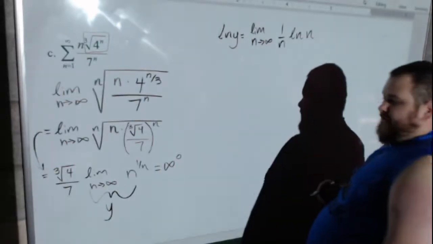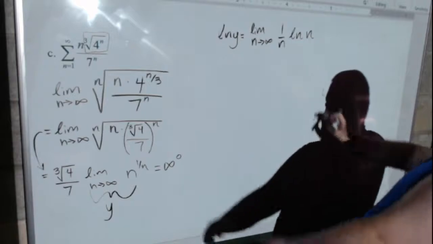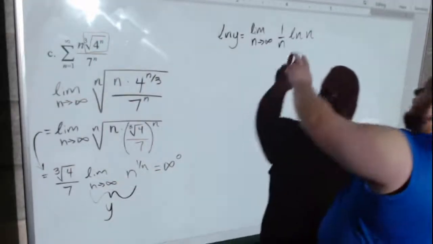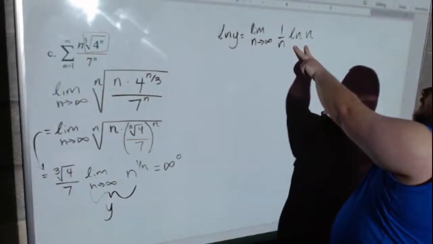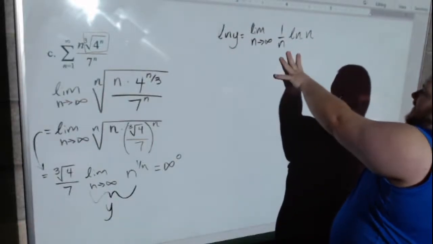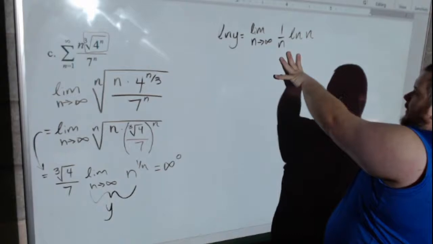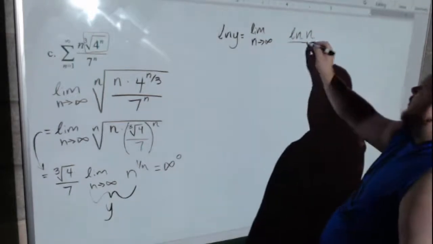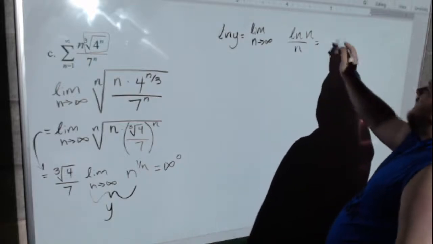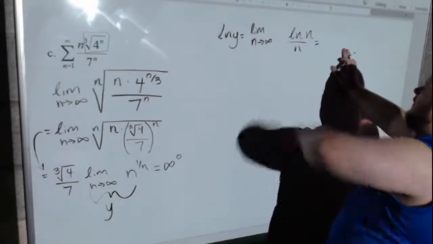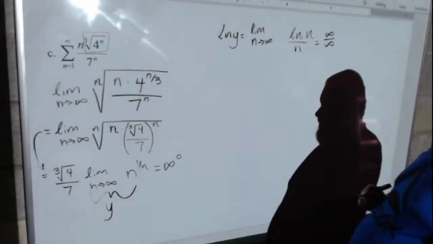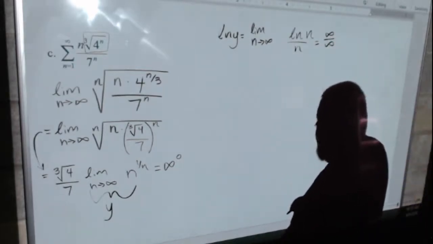So you get that. If you take natural log of n to the 1 over n, you bring the 1 over n down, and you still have natural log. But instead of writing it this way, I really want to make it natural log over n. And the reason is, if I now plug in, I get infinity over infinity, which says go ahead and use L'Hopital's rule now.